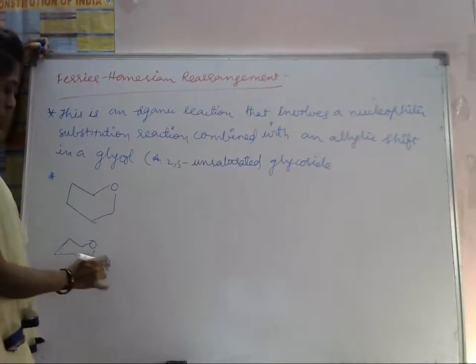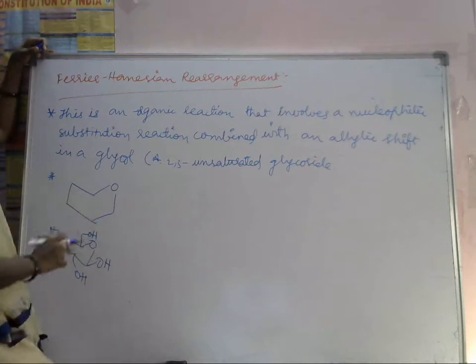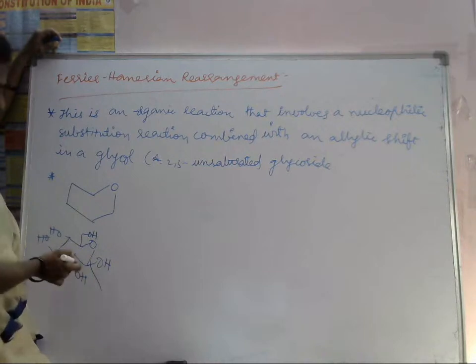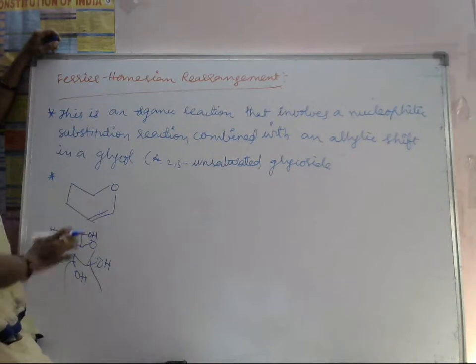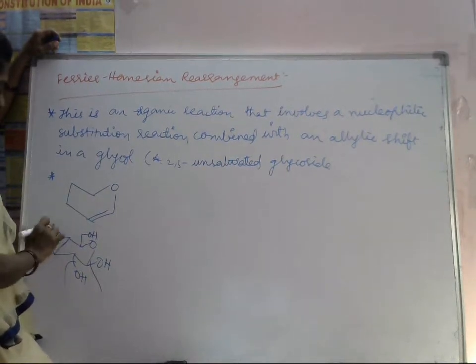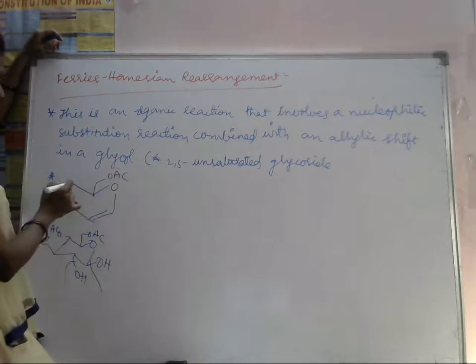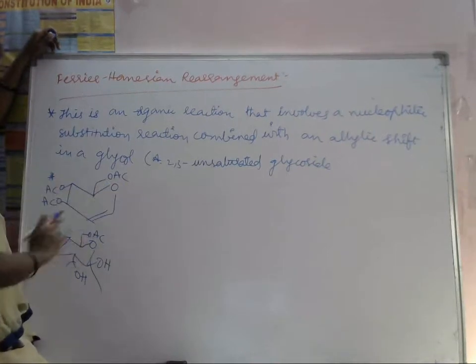Here we have OH, OH, OH, OH. In this, what we are doing is eliminating this one, so thereby a double bond will be formed. Next, for the remaining three groups we have to do the acetylation, means acetyl groups. So these three groups are converted into OAc groups, acetyl groups.